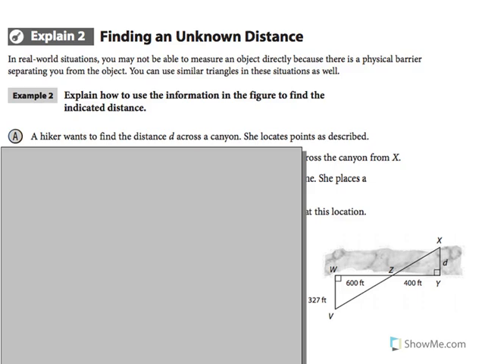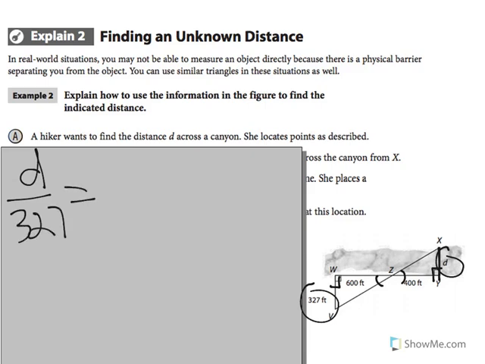Okay, so this is the canyon. Then this is a right angle, this is a right angle, and these two angles are congruent to each other. So then these two triangles are similar by AA. Then they're similar, we can use proportion. Right? So we can say that d over 327 feet. So we write d over 327 equal to 400 over 600.